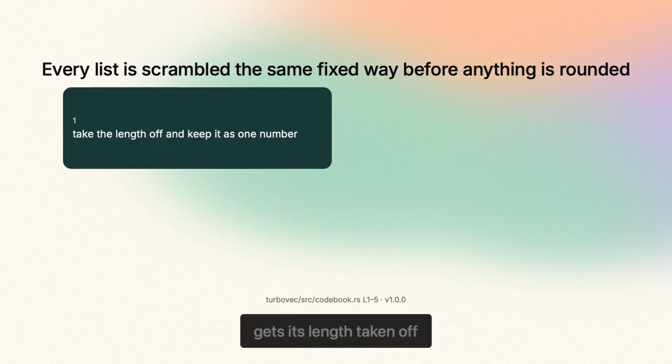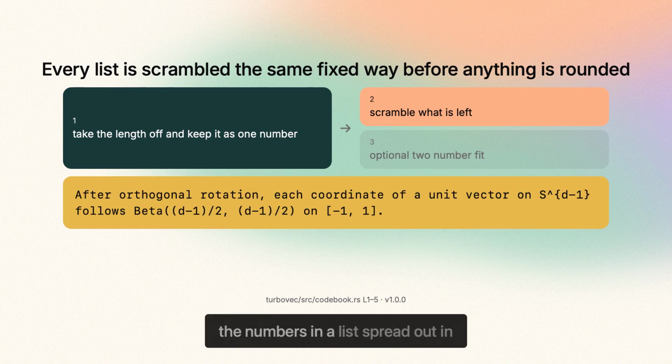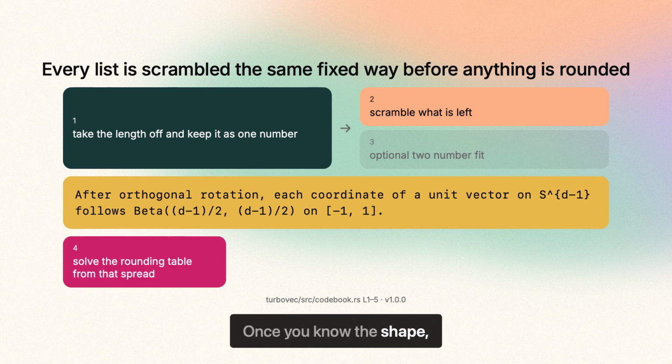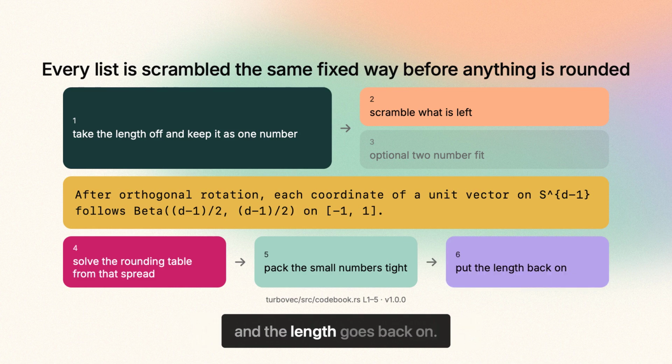Every list gets its length taken off and stored as one number, so what is left is pure direction. Then every direction is pushed through the same shuffle. After that shuffle, the numbers in the list spread out in a shape you can work out in advance, whatever the list started as. Once you know the shape, where to round to is arithmetic, and the answer is the same for everybody. The small numbers get packed tight and the length goes back on.